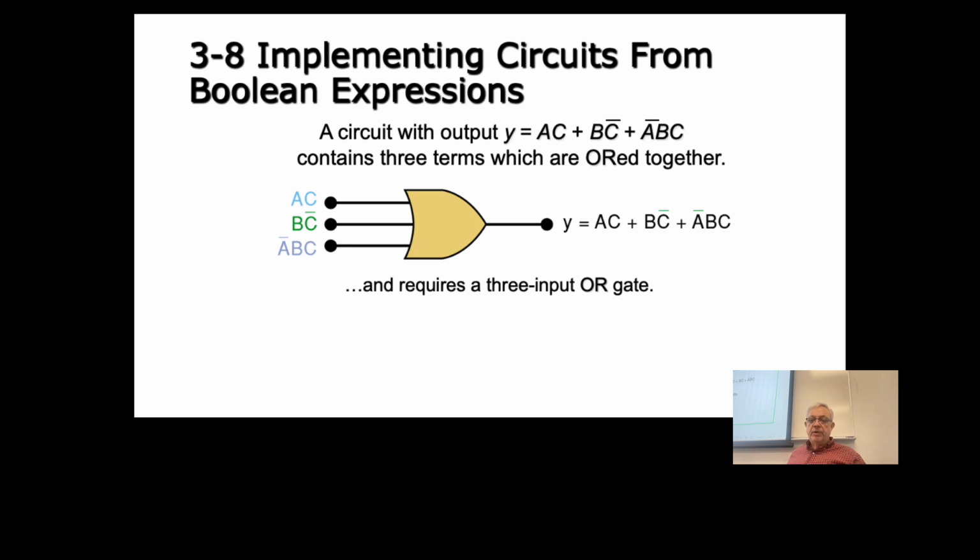So here we talked about implementing circuits from Boolean expressions. We got AC or BC naught or A naught BC, and these are a 3 input OR gate. But we can take it the other way. We've got 3 terms ORed together. We could take this back, have an A and a C with an AND gate, a B and a C naught, and an A naught and a B and a C. So we could take this back and add additional gates, if that's what the question was.